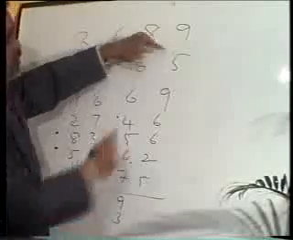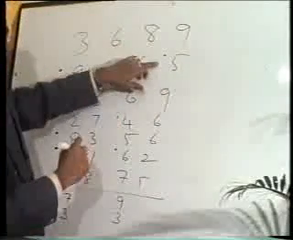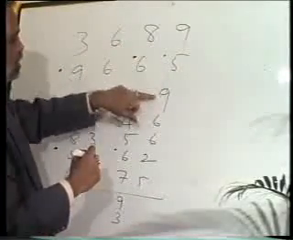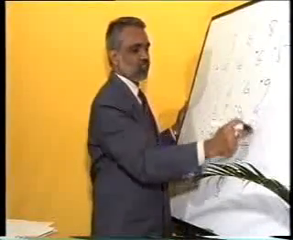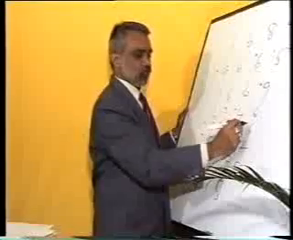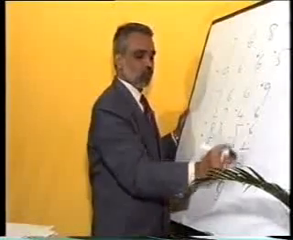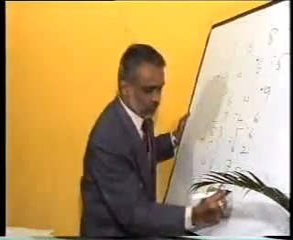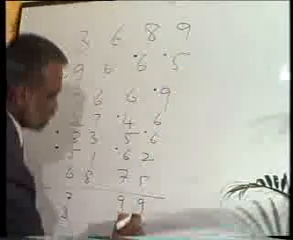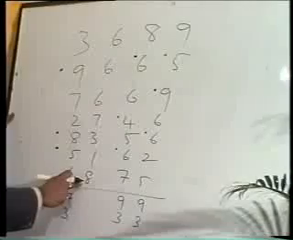9 plus 5? 14. Exceeds 11. 3 plus 9? 12. Exceeds 11. 1. 1 plus 6? 7. 7 plus 6? 13. 2. 2 plus 2? 4 plus 5? 9. 1, 2, 3. Right? Okay. Shall we go to this?